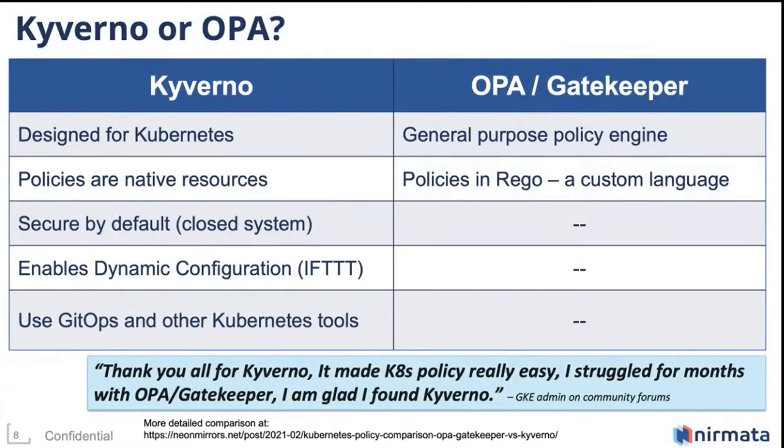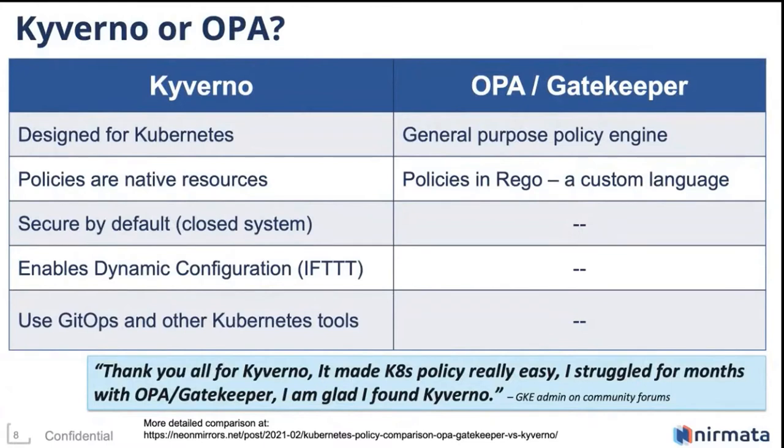So when we talk about Kyverno, an obvious question that comes up is, how is Kyverno different from Open Policy Agent? And here are some points of differentiation. Open Policy Agent predated Kubernetes, was built as a general purpose policy engine, and then adapted to Kubernetes. Whereas Kyverno itself was designed for Kubernetes. It's Kubernetes native. The policies are Kubernetes native resources in Kyverno, whereas in Open Policy Agent, the actual policies are defined in a language called Rego, which is something that a user would have to learn to write policies.